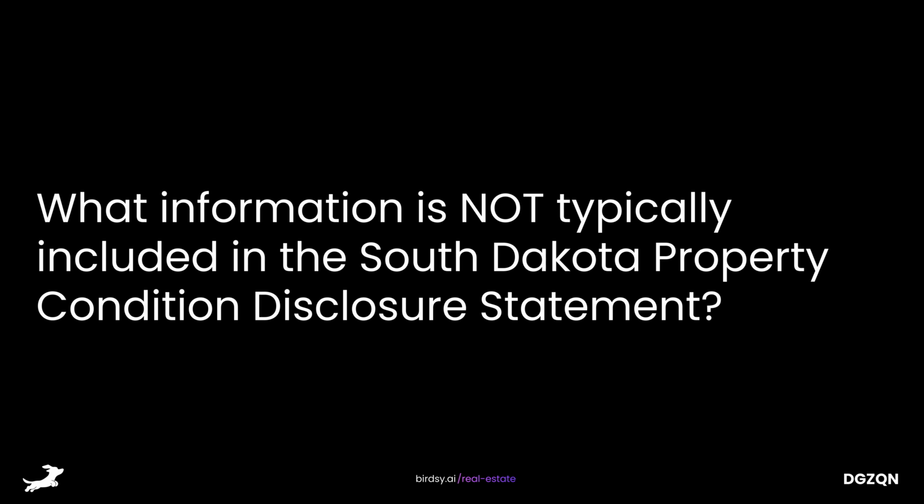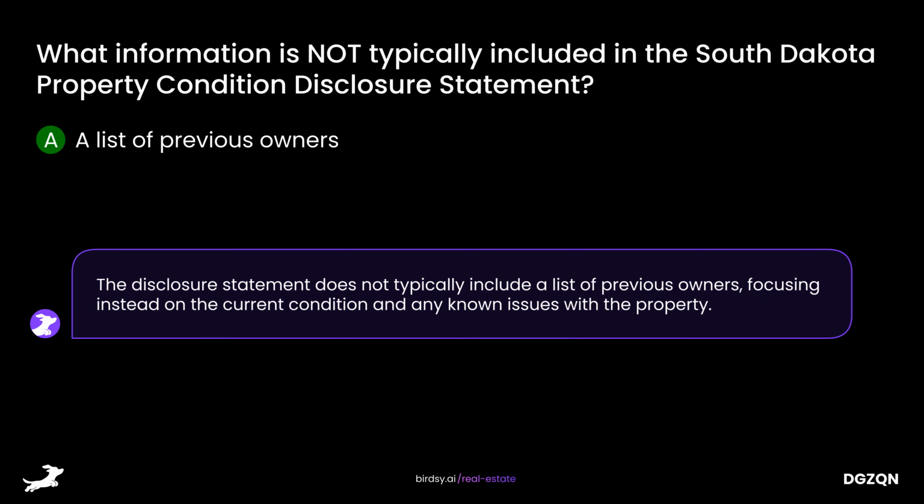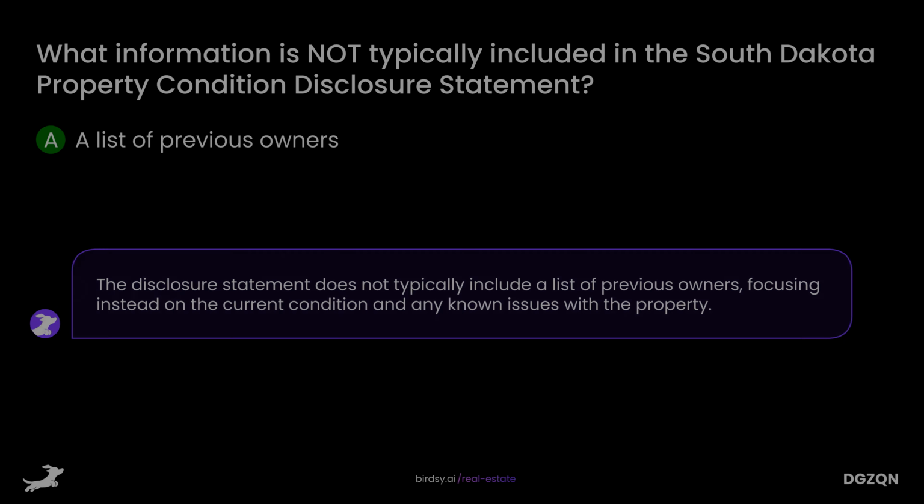What information is not typically included in the South Dakota Property Condition Disclosure Statement? Is it A, a list of previous owners, B, information on structural issues, C, details about water damage, or D, presence of hazardous materials? The answer is A, a list of previous owners. The disclosure statement does not typically include a list of previous owners, focusing instead on the current condition and any known issues with the property.